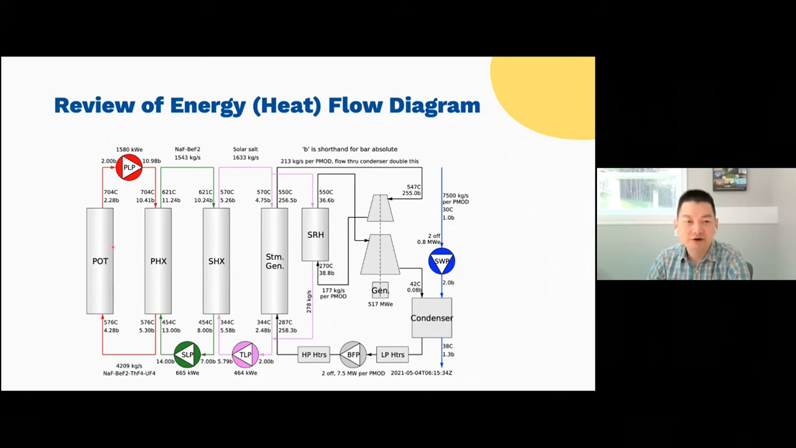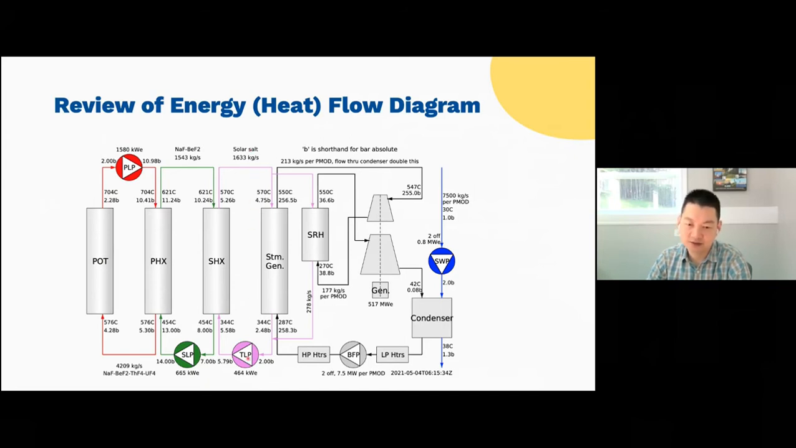Now, first of all, I want to do a review of the heat flow. Now we have this pot. So we have the first loop, which is the fuel salt loop. We have a pump. We call it the primary loop pump. Then we have the secondary loop, again, the salt loop. Then we have the tertiary loop or solar salt loop.